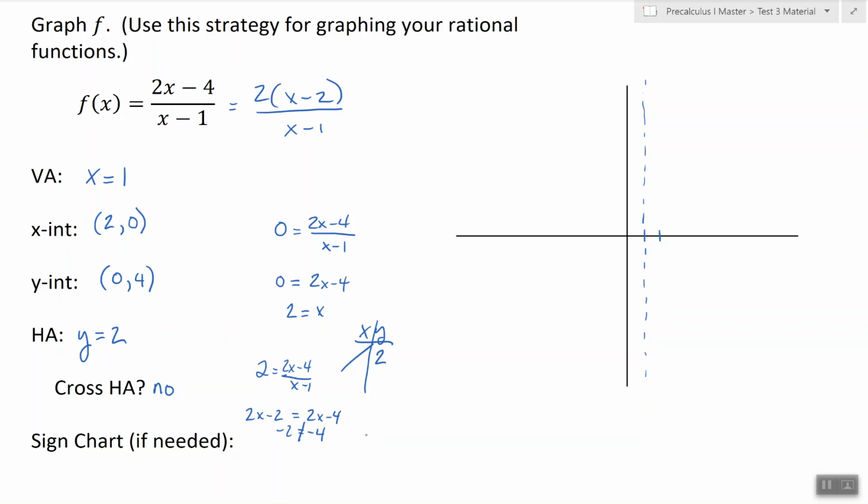A sign chart is really only needed if you graph all of these features and you can't figure out what the graph looks like from that. So let's see what we have to work with. I have my x equals 1 vertical asymptote drawn in. I have an x-intercept of 2, 0. I have a y-intercept of 0, 4. I have a horizontal asymptote of y equals 2.